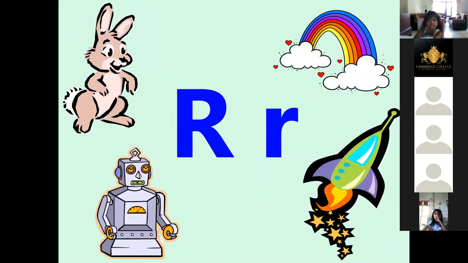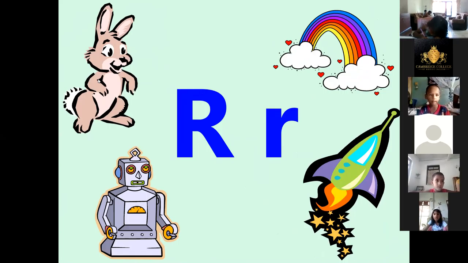Okay, now you can see the picture. Capital R and simple R. You can see capital R and simple R here. Okay, R for rabbit. You know who is a rabbit? Rabbit is an innocent animal. It likes to eat carrots.